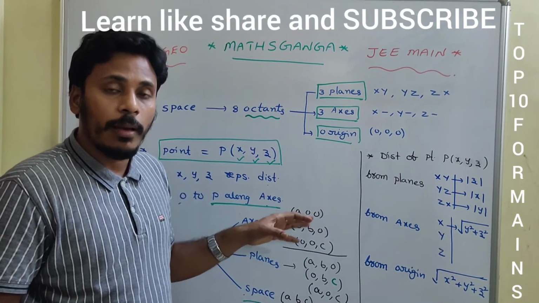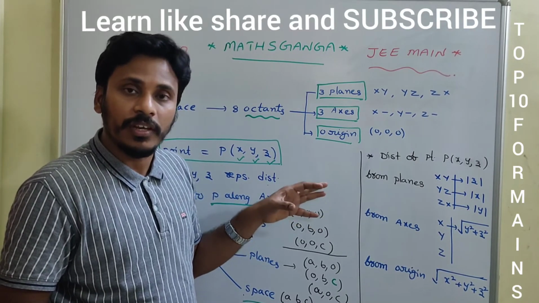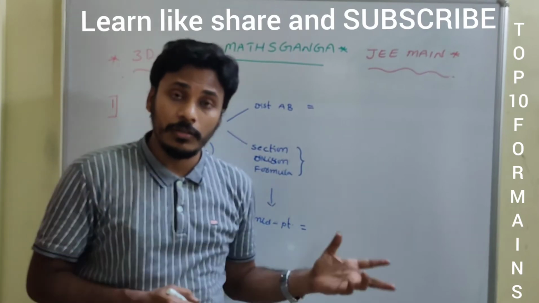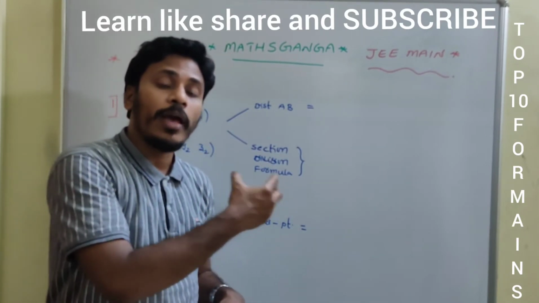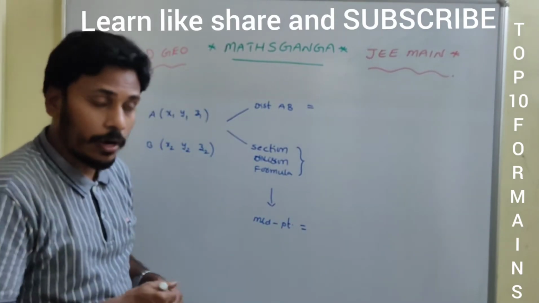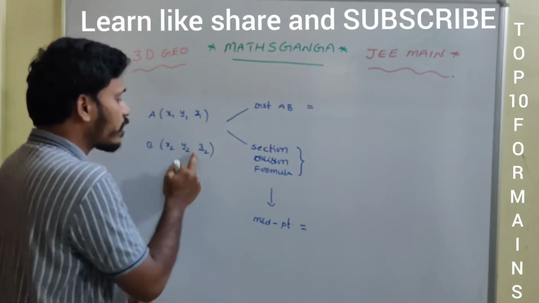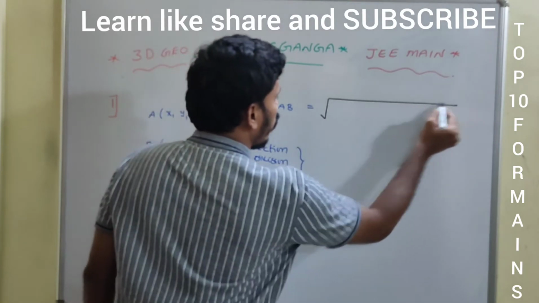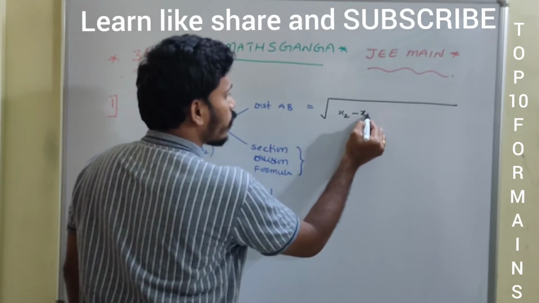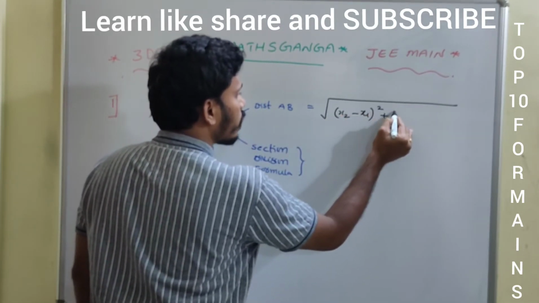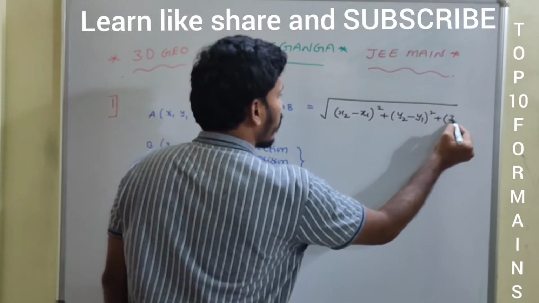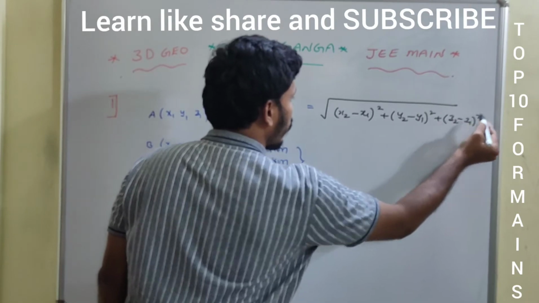So this is all about the first conceptual idea, and now the distance formula and the midpoint. As we know the distance and section formulas in 2D, we need to extend them for the third coordinate in 3D. The distance between the 2 points A, B is given by the square root of (x2 minus x1) whole square plus (y2 minus y1) whole square plus (z2 minus z1) whole square.